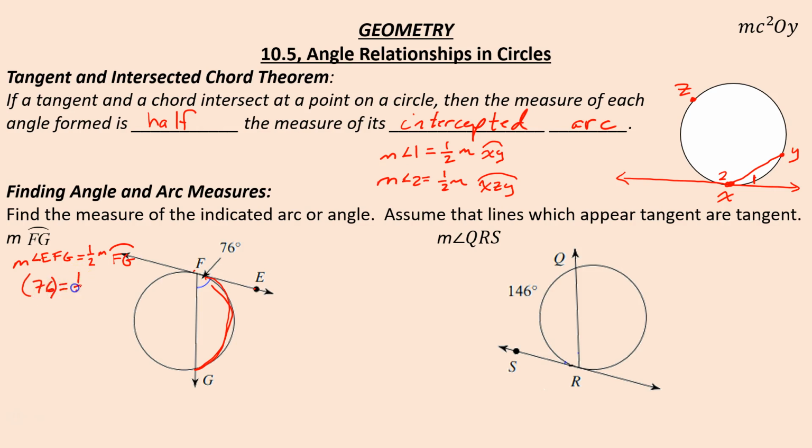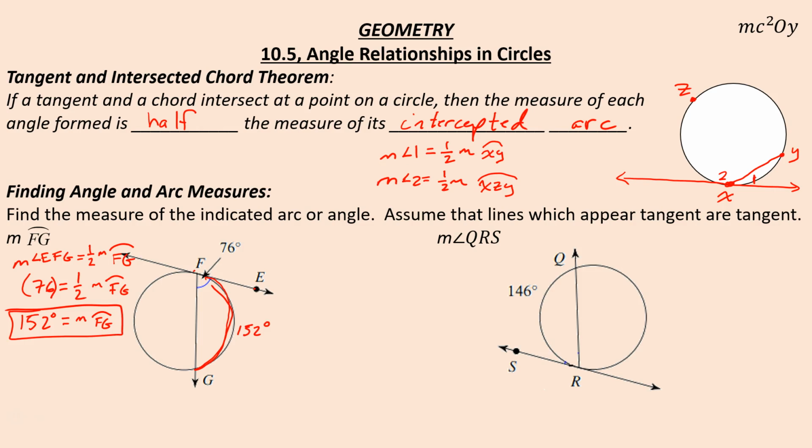And that is equal to 1/2 of its intercepted arc, FG, which we don't know. That's what we're trying to find. So to find the measure of that arc, we'd have to get rid of this 1/2 by multiplying both sides by 2. That ends up giving us 152 degrees is equal to the measure of arc FG. This arc is 152, and this angle is half that intercepted arc. Okay? Let's take a look at this next one.